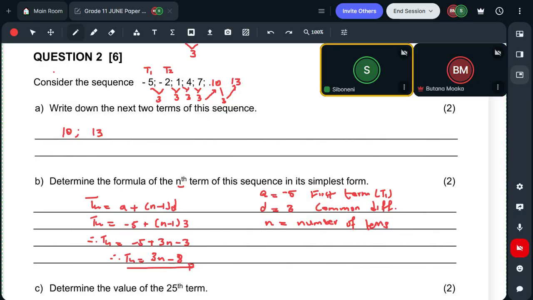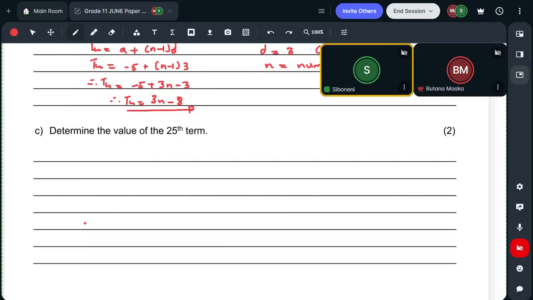Yes, I'm just quickly checking. Okay. Right. Tn equals -5. Okay, yes. All good. Shall we move on now? Yes. So wait, is that the answer? Yes.